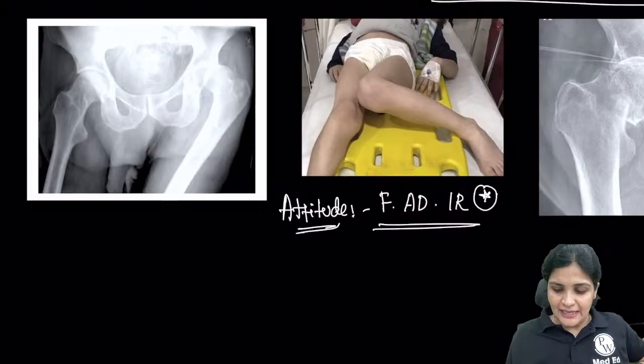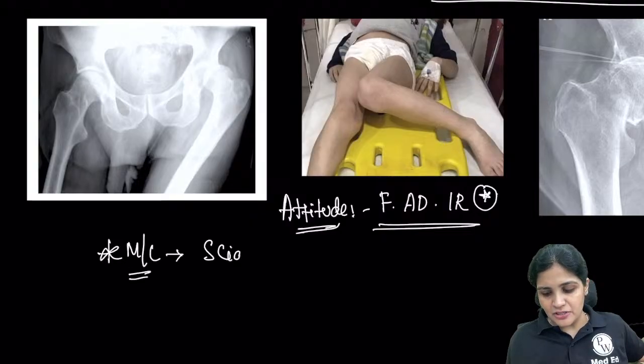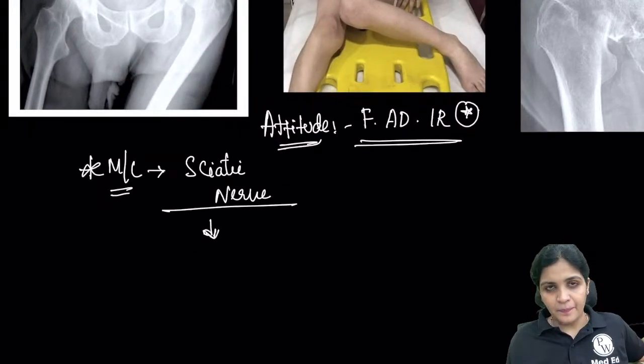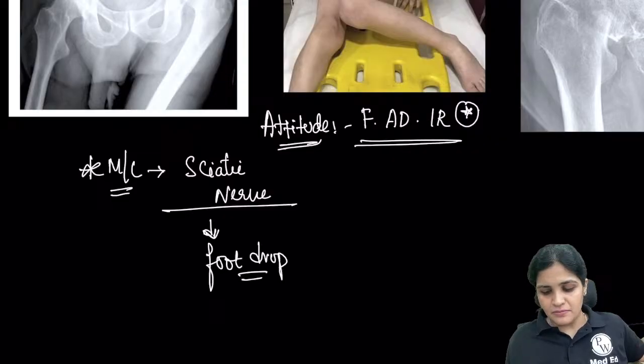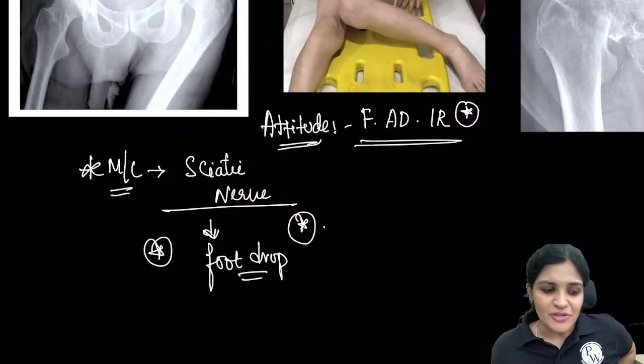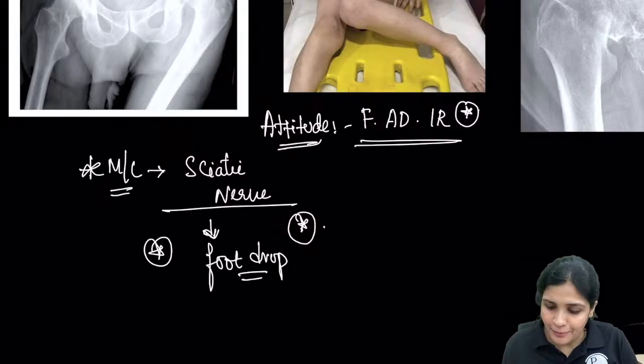You see this X-ray is an example of posterior dislocation, where the head appears to be small. And the most common complication is, which nerve gets injured? Sciatic nerve. Posteriorly, there is the sciatic nerve. So the sciatic nerve injury will result in which complication? Foot drop.